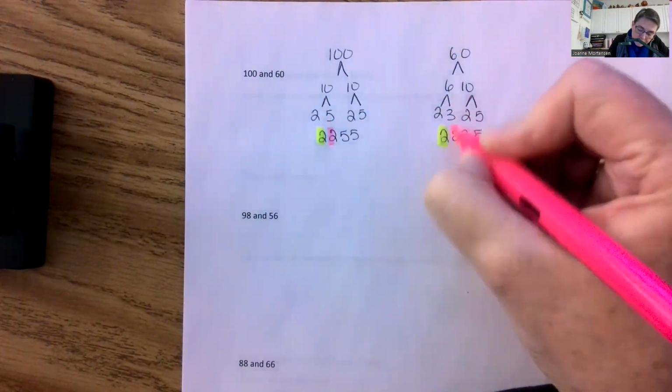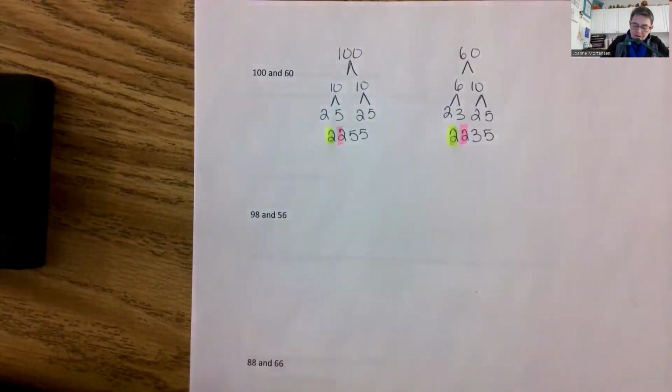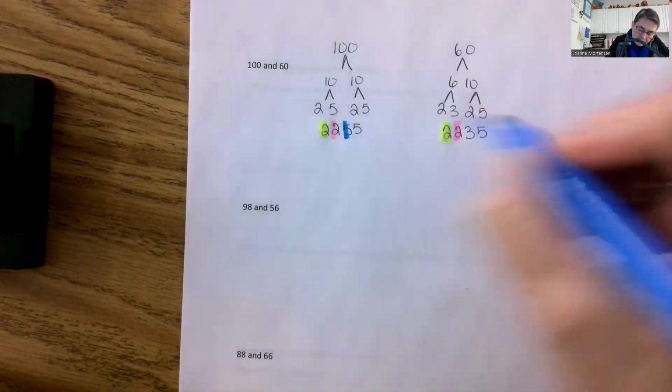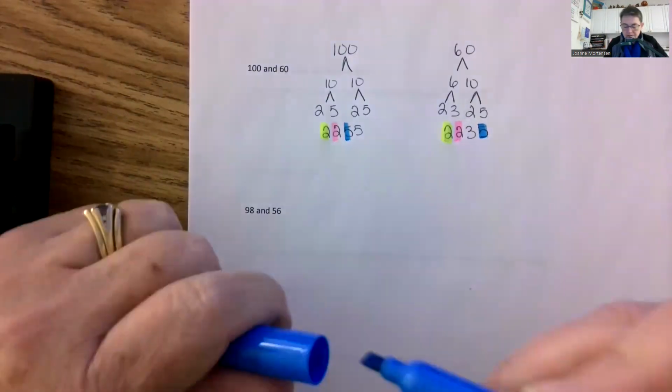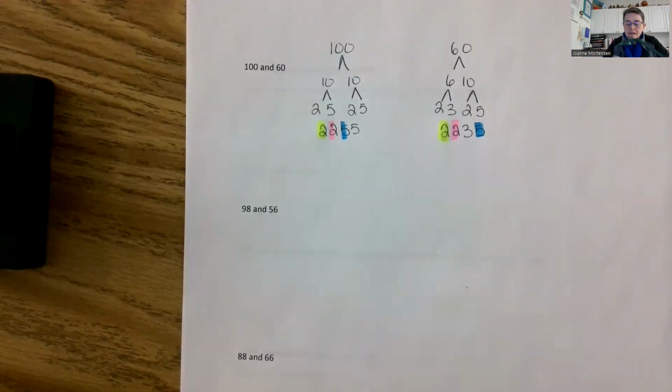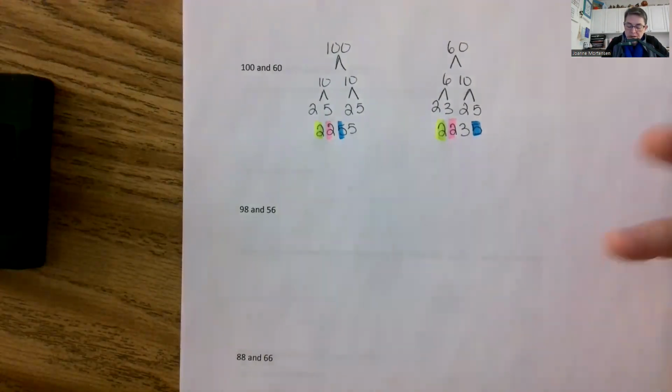There's a 2 and there's a 2. Yep. And blue. There's a 5 here and a 5 there. And I'm done with what's common because there's a 5 and a 3 and they're not matching.